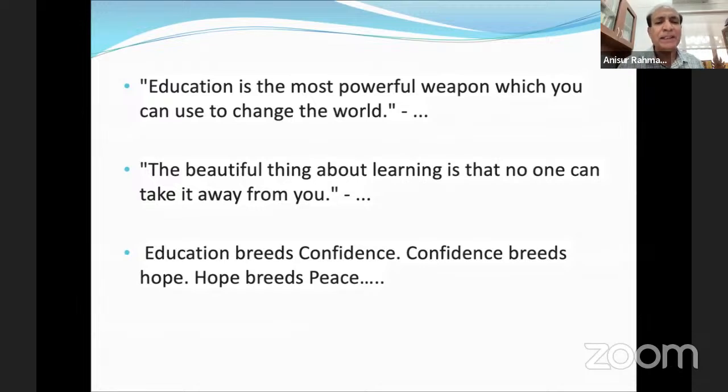Education breeds confidence, confidence breeds hope, and hope breeds peace and stability. The role of education is really very, very important. See what the status of education or the educated people is in the developed society. We know that they are placed at the highest rank. So that is very, very important, and we need to discuss. So let us now proceed.